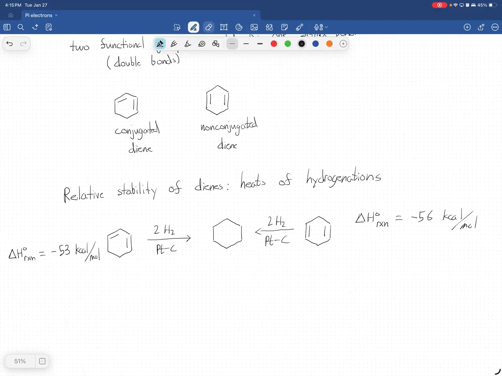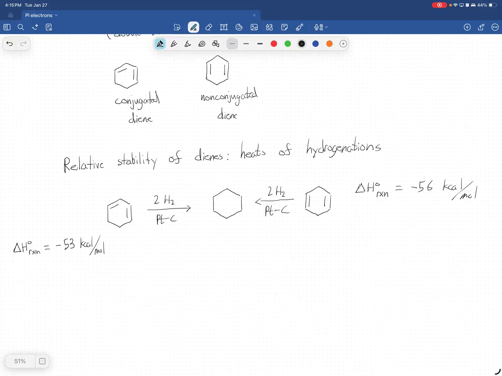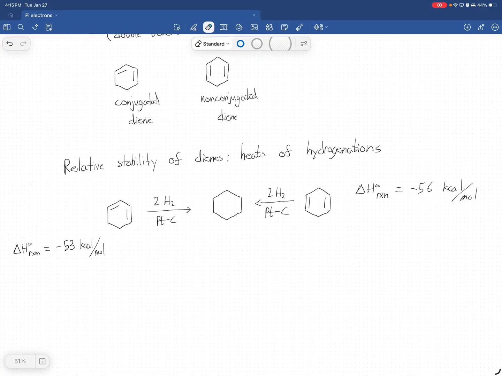So what this tells us is that when the alkenes are separated by a single bond, there is some stability associated with that. So non-conjugated dienes are more unstable, so they release a lot more energy. And conjugated dienes are more stable, so they give off less energy. Okay, so we'll see what kind of reactions conjugated dienes undergo.